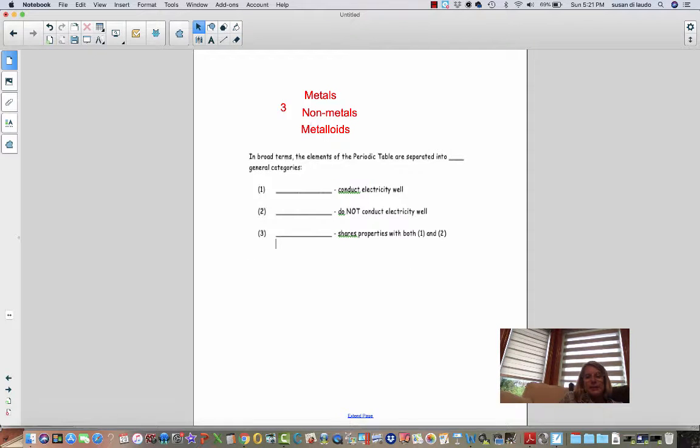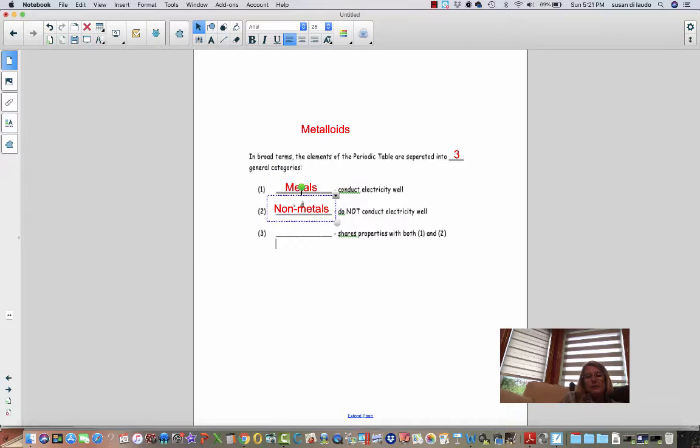So when we look at the periodic table again, we separate it into three general categories. Most of the periodic table, those elements conduct electricity well, they conduct heat well, those are metals. So most of the periodic table is comprised of metals, mostly from the center to the left side of the table. The right side of the table are the nonmetals. They don't conduct electricity and heat well. Metals would be things like magnesium, calcium, copper and gold. The nonmetals would be things like oxygen, nitrogen, chlorine and neon. Those are all nonmetals. They're not conductors.